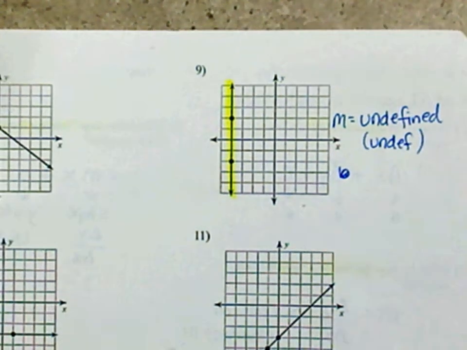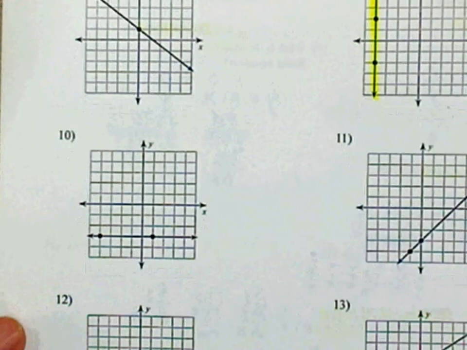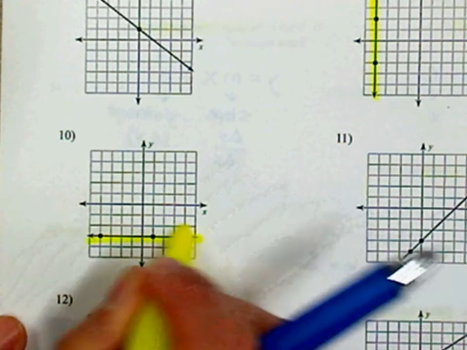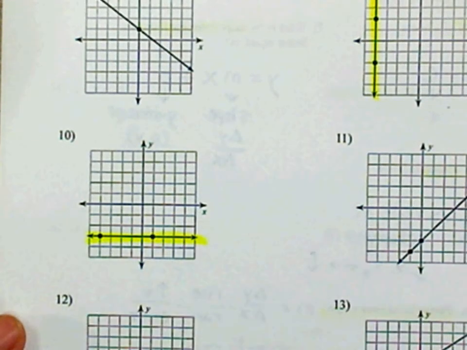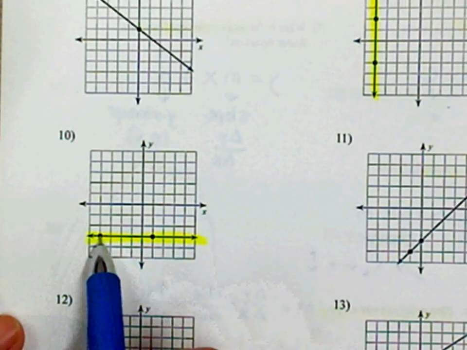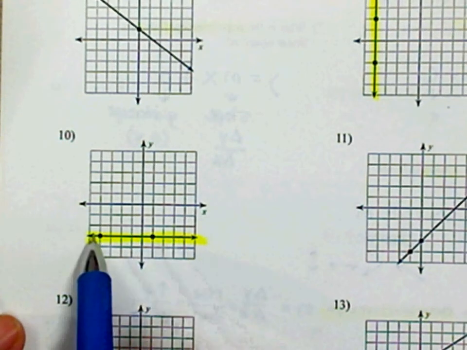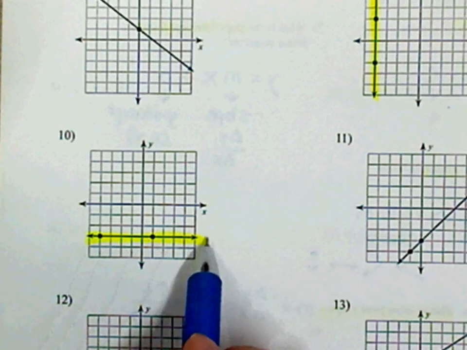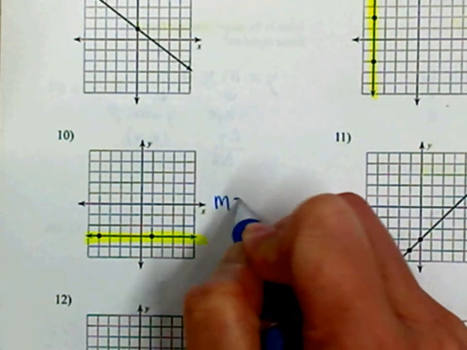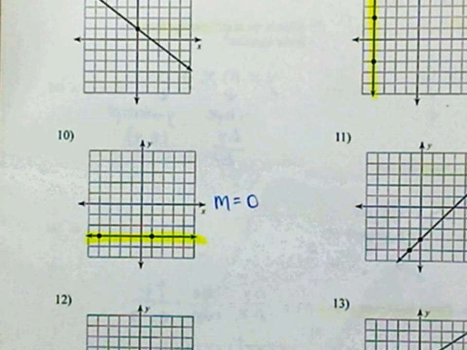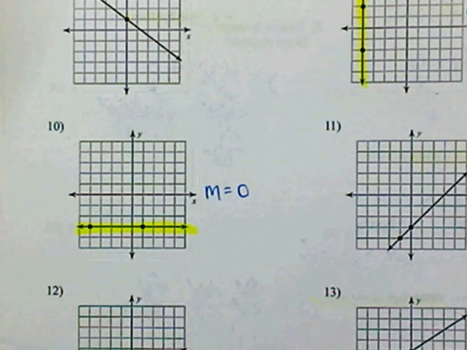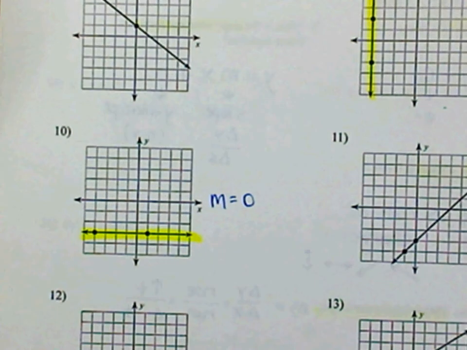Let's go to number 10. Look at number 10. Here's my line. See how your line's going straight across? From point A to point B, straight across. There is no change, no rate of change whatsoever. If that's the case, your slope is 0. So make sure you know all the different 4 ways. And look at your notes if you need to, okay?